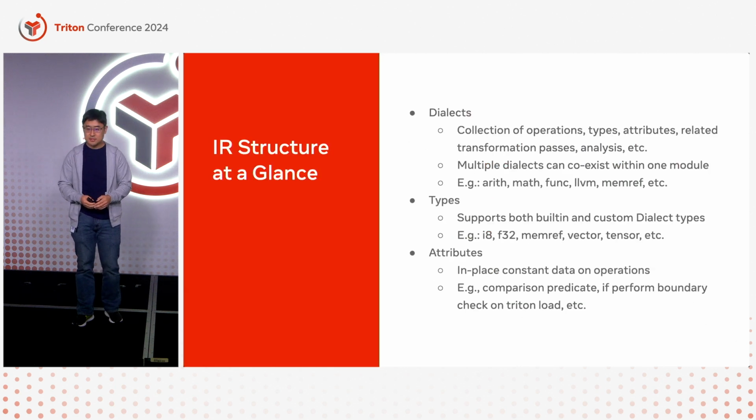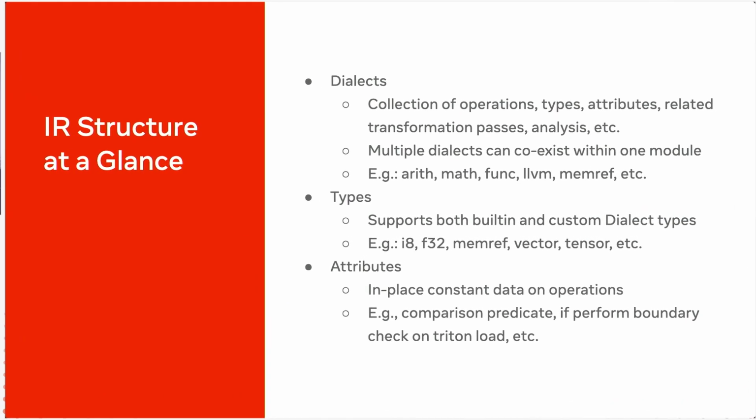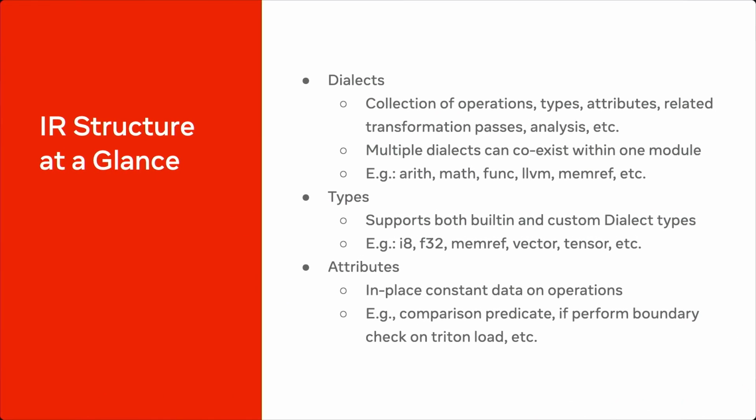All right. So I mentioned a lot of names, a lot of different concepts. But how do these things compose together at the MLIR framework level? One important concept to call out is the notion of dialects. A dialect is typically a collection of operations, types, attributes, related transformation passes, analysis, etc., usually for a single purpose in a single namespace.